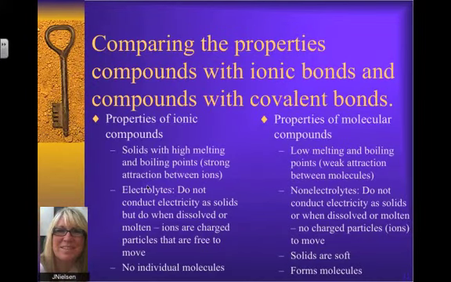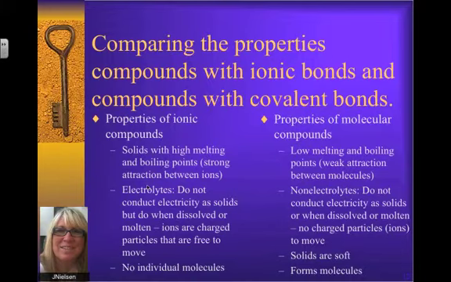Let's look at some properties of ionic compounds versus molecular or covalent compounds. Remember, ionic compounds have a very high melting point. You cannot take salt, put it in a pan, and get it to melt. Why? Because it has ionic bonds. Electrolytes do not conduct electricity as solids, but do when dissolved or when molten. Remember that salt by itself will not conduct electricity. I did that demo for you. But if I take salt water and I put the probe in it, then the bulb will light. And it has no individual molecules.